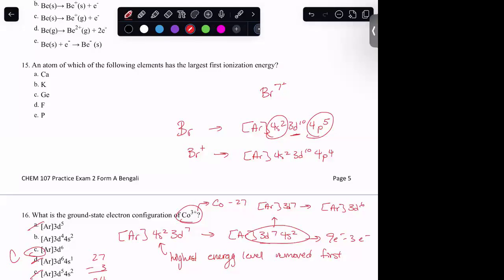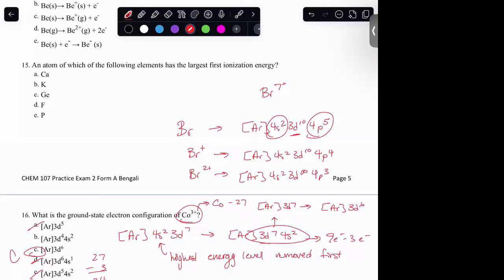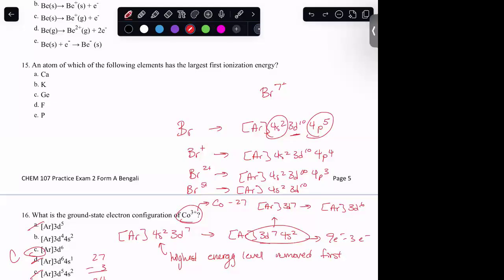Okay. All right, so eventually bromine 2 plus is argon 4s2, 3d10, 4p3. Bromine 5 plus is argon 4s2, 3d10. That's it. Okay. That works.